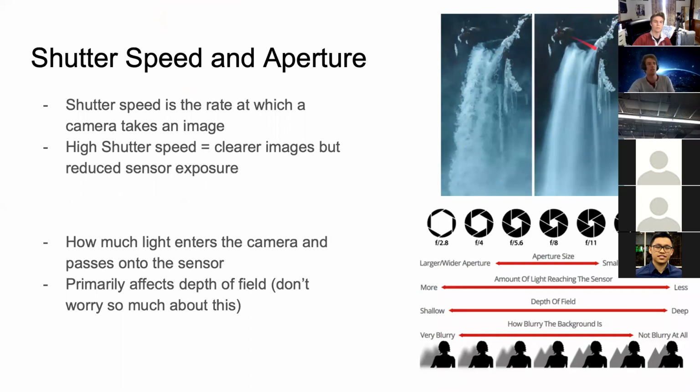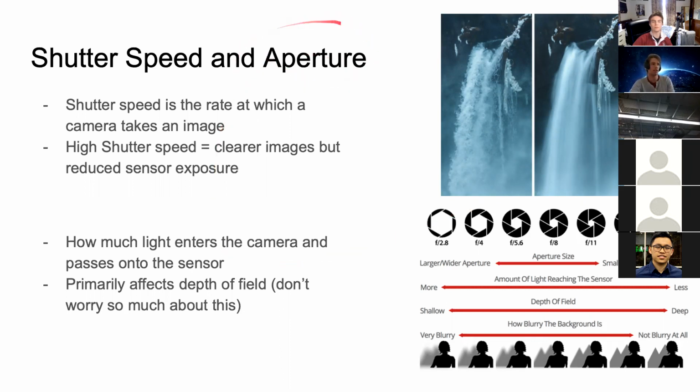This is an example of the difference between high shutter speed and low shutter speed. High shutter speed basically means images are going to be less blurry, right? So if you're trying to capture motion, you need a high shutter speed because you're going to reduce the amount of blur in your images. This image on the left has a high shutter speed, while this image on the right has a low shutter speed. And there is a balance between the two.